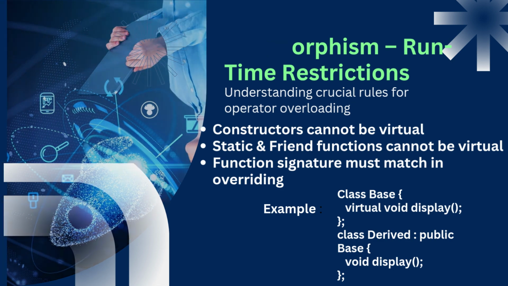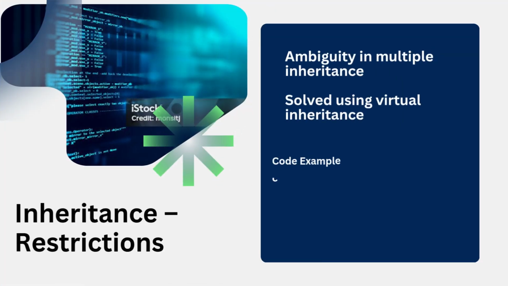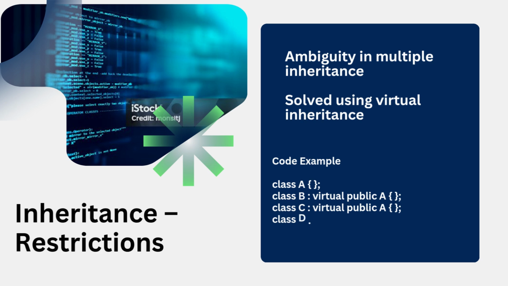In inheritance, a major challenge is the ambiguity in multiple inheritance, often called the diamond problem. This occurs when a derived class inherits the same member from two parent classes, which in turn inherited it from a common grandparent. The restriction here is not on the inheritance itself, but on the need for a solution. The ambiguity is solved using virtual inheritance, which ensures only a single shared copy of the base class is present in the final derived class. This is vital for maintaining a clean class hierarchy.